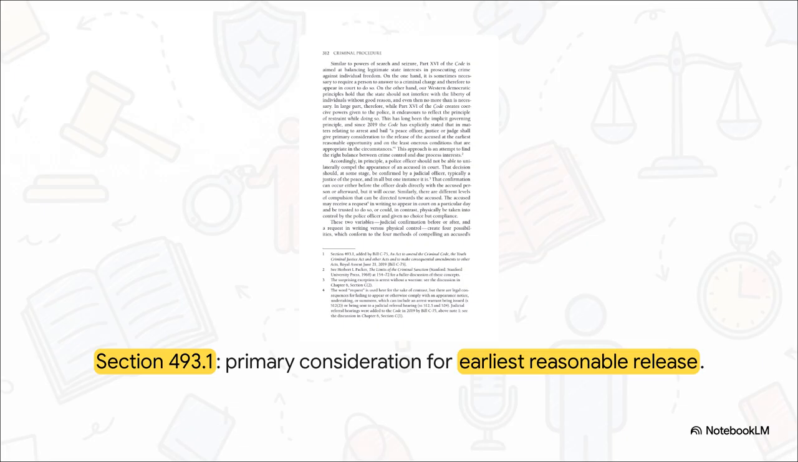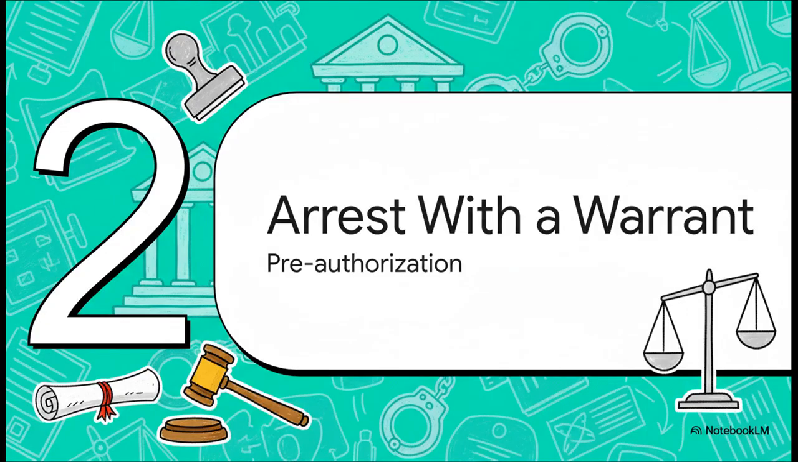And this principle of restraint is baked right into modern practice. Since the legislative updates in 2019, specifically Section 493.1 of the Criminal Code, the law explicitly demands that officials prioritize releasing an accused at the earliest reasonable opportunity and on the least onerous conditions appropriate for the circumstances. Basically, the whole system is designed to lean heavily toward freedom, placing the burden squarely on the state to justify keeping someone locked up.